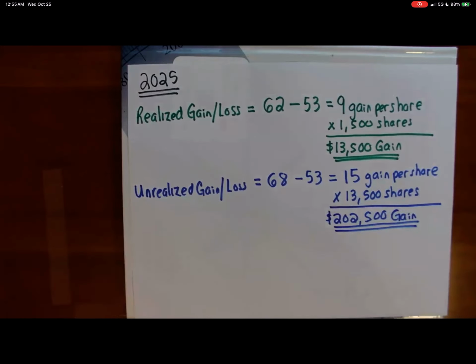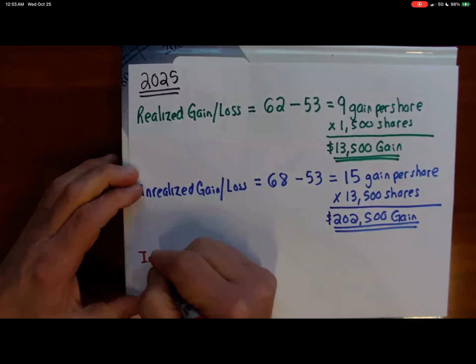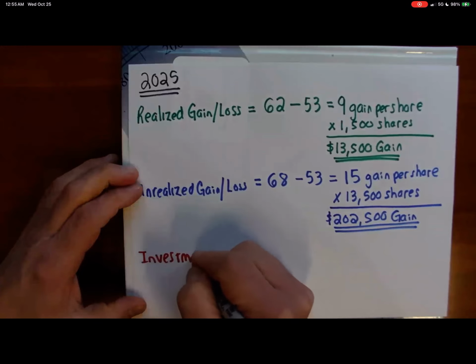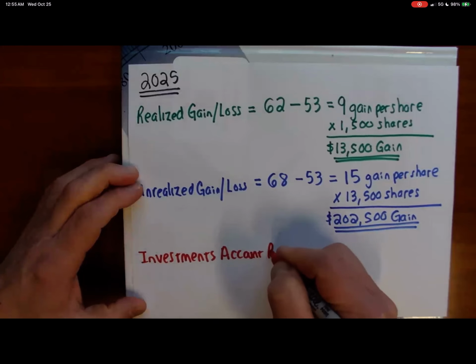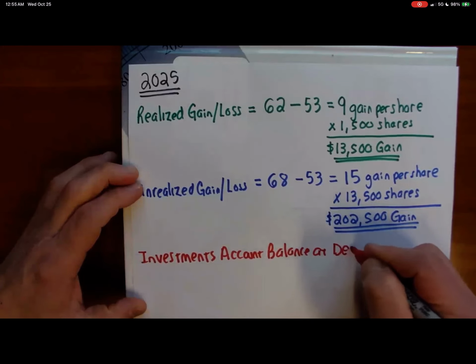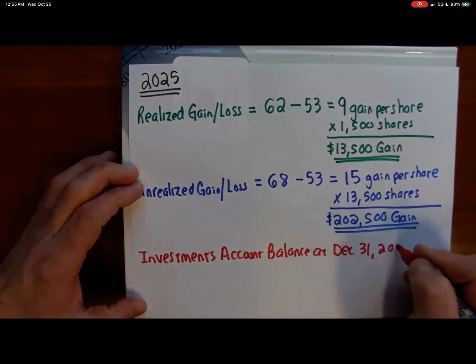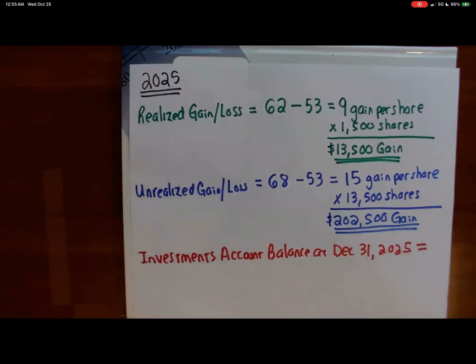All right, Matthew, great job. You got one more thing to do for me, please. The last thing we've got to calculate here in 2025 is let's come up with the balance in the investments account. We want our investments account balance at December 31st, 2025. Matthew, can you give me the numbers to get to that answer?